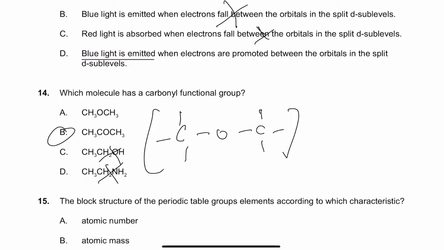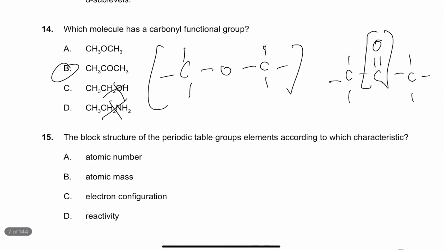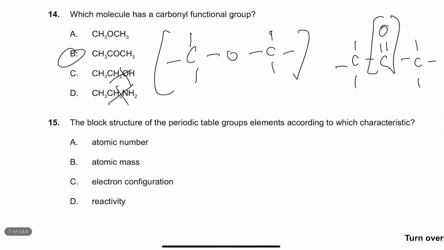And if you want me to draw B, I can just show you really quickly. There we go. So this is our carbonyl functional group, the C double bond O. Okay, 15. The block structure of the periodic table groups elements according to which characteristics?